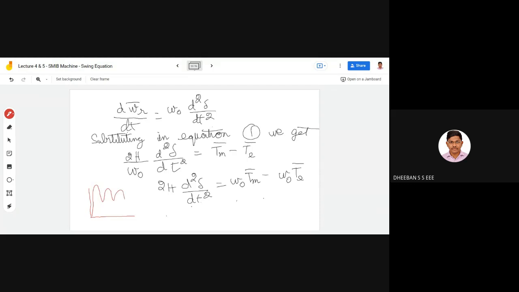That's what you might have learned in your control system also, right? So this will be your amplitude, and this will be your time period. So this second order equation corresponds to the oscillations experienced by your rotor angle.